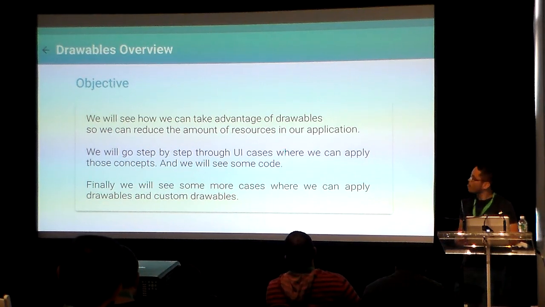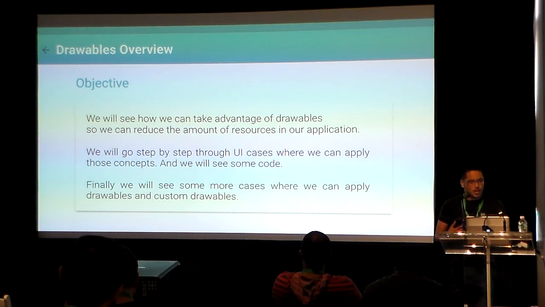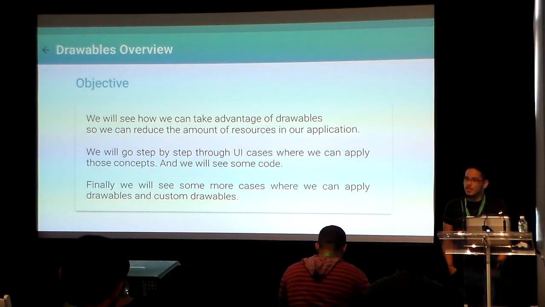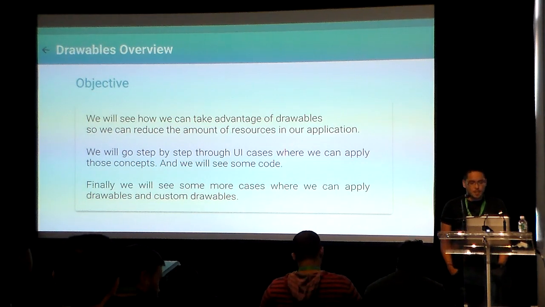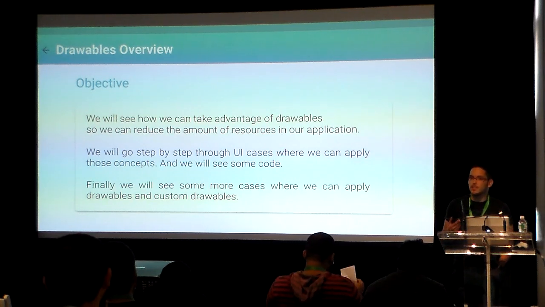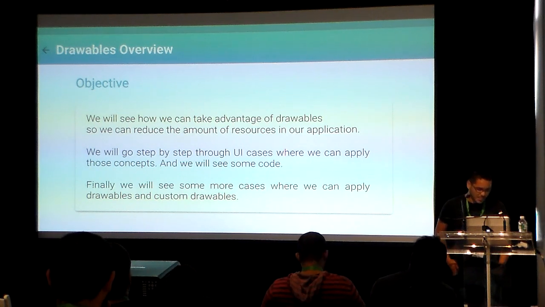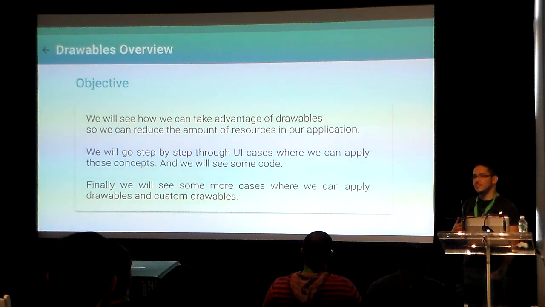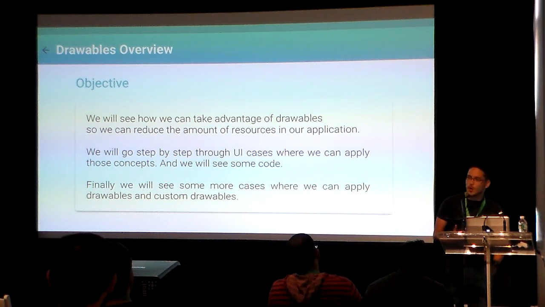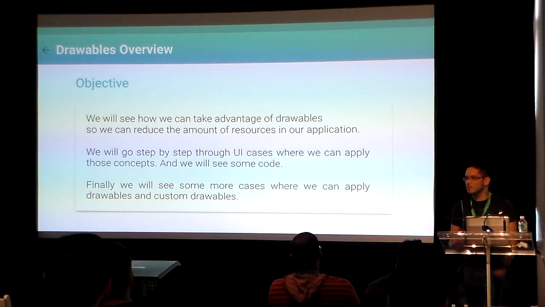What are we going to see today? We will see how to take advantage of Drawables so we can reduce the amount of resources in our applications. We can play with shapes and rectangles and all that stuff. We'll go step by step through UI cases that I'm going to show you, and see how we can develop them in a very nice and easy way without touching any Photoshop. We'll also play a little bit with tint, so with only one resource we can have a lot of different colors. And finally, we'll see more cases where we can use Drawables, but we're not going to get deep into it because we don't have much time.